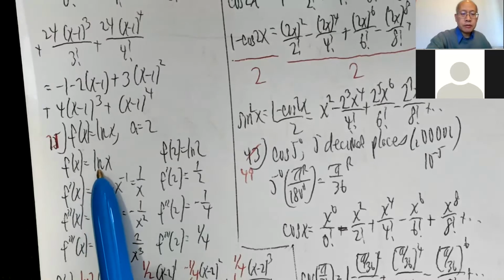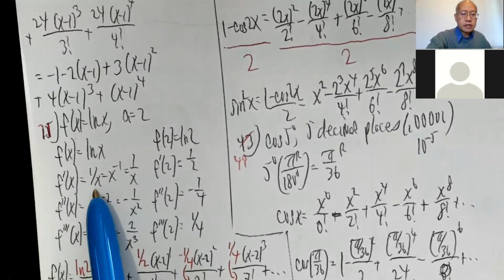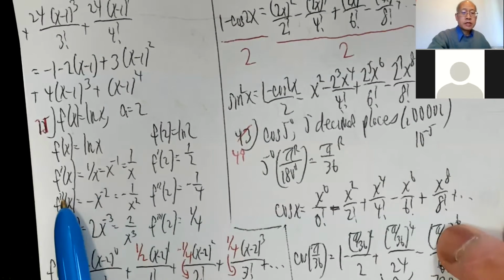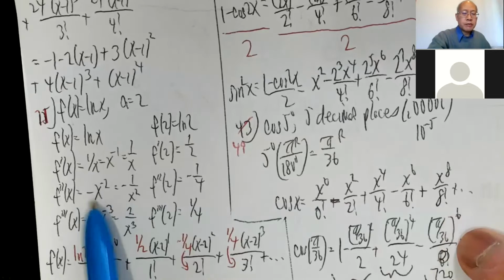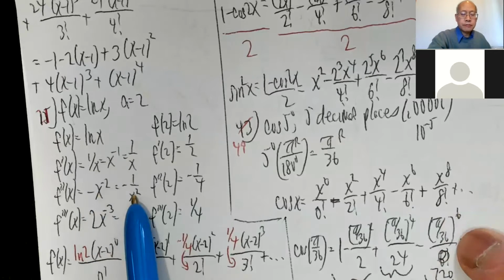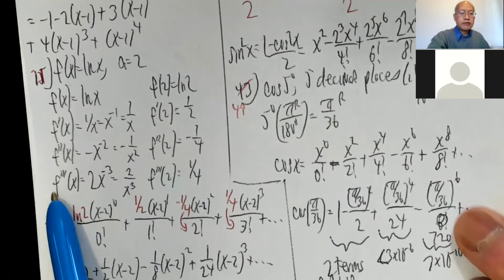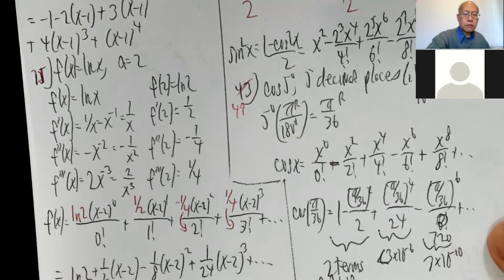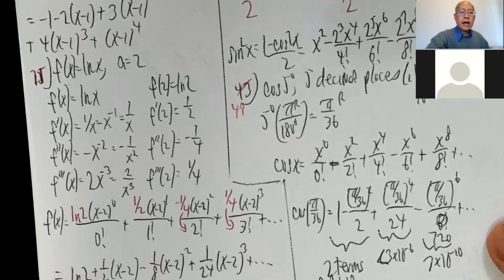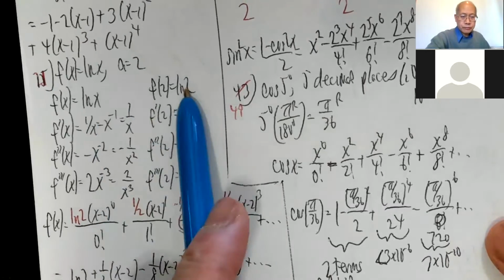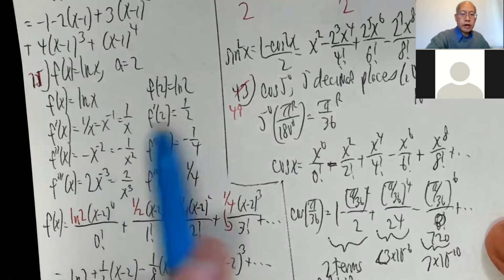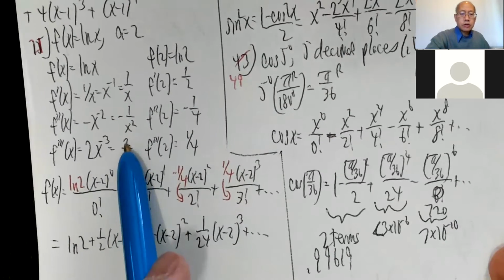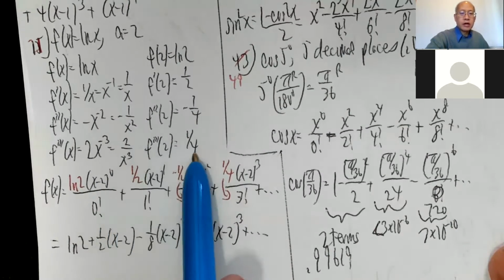F0 means the function itself. First derivative is 1 over x, which is the same as x to the negative 1. Second derivative is negative x to the negative 2. This is better for calculus. This is better for algebra. Negative 1 over x squared. And f triple prime is 2x to the negative third, or 2 over x cubed. Now I plug in 2 everywhere. ln 2, 1/2. Negative 1 over 2 squared is negative 1/4. 2 over 2 cubed, that's 2 over 8, 1/4.